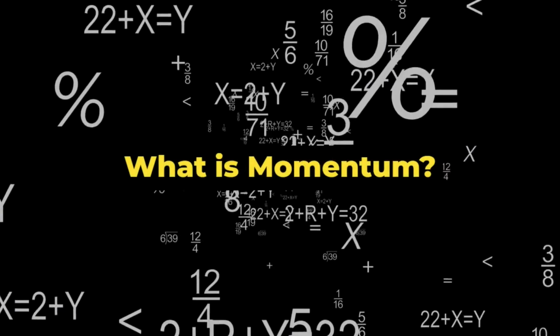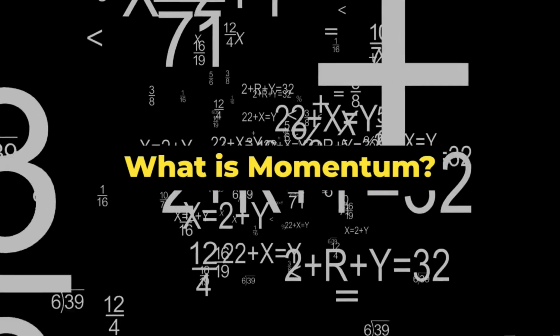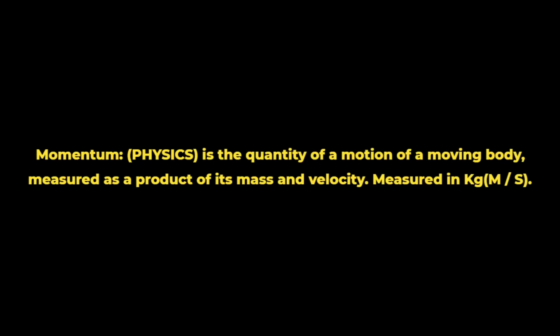In this video, we'll be talking about what is the conservation of momentum. But first, we must ask ourselves, what exactly is momentum? Momentum, according to the dictionary, is the quantity of motion of a moving body measured as a product of its mass and velocity. To put it in layman's terms, momentum is the motion of an object with mass. It is harder to change the motion of an object with more momentum.